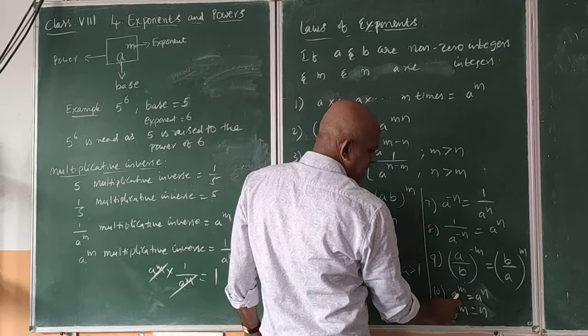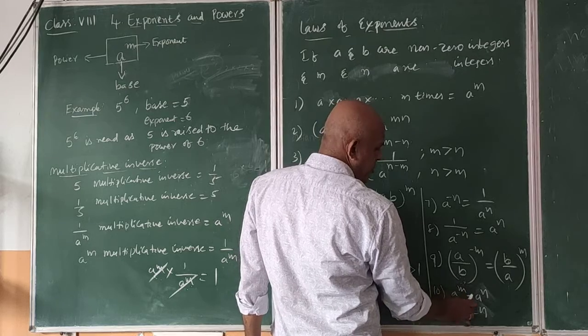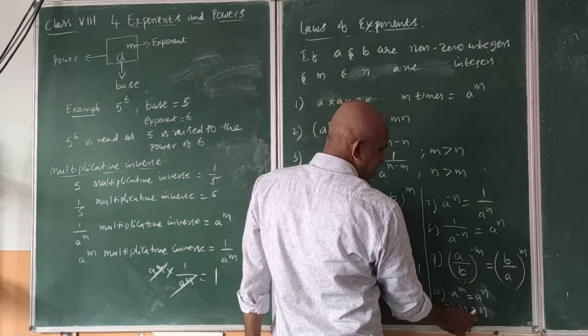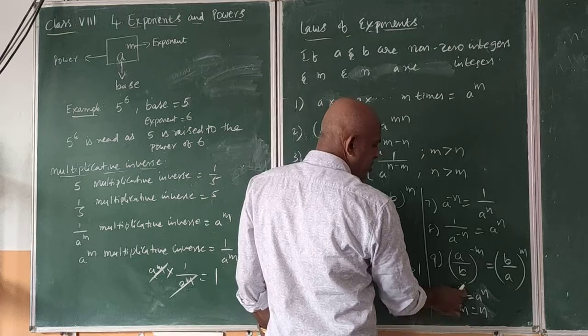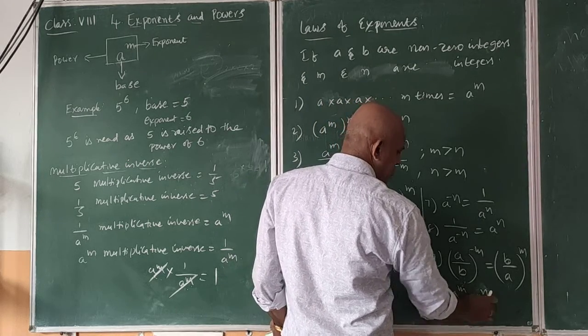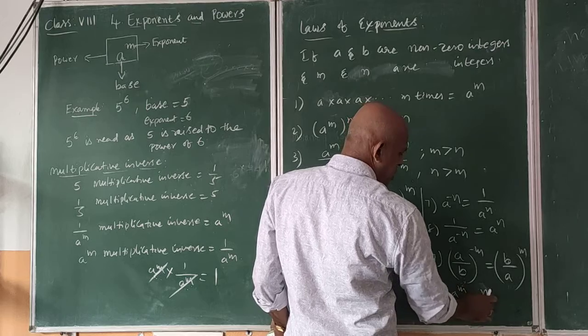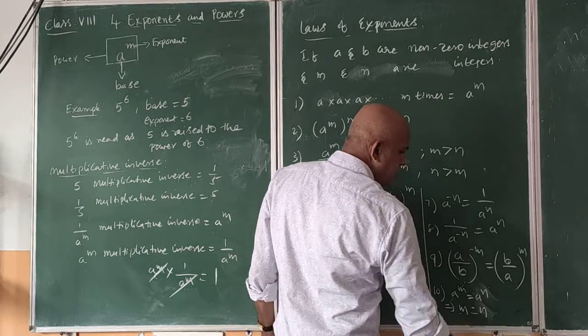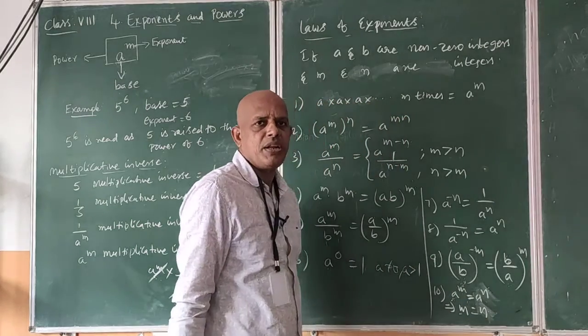Next, if a power m is equal to a power n, then m is equal to n. When a power m and a power n values are equal, when the bases are equal, the powers should be equated. So when a power m is equal to a power n, then m is equal to n. These are the laws of exponents.